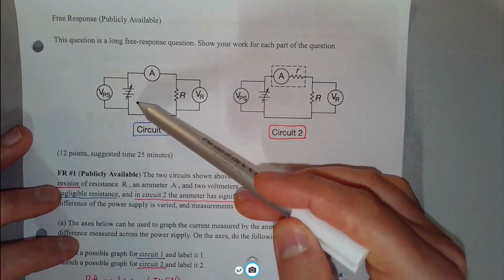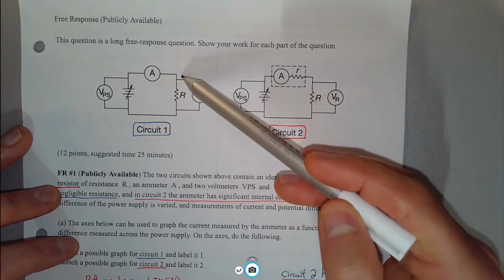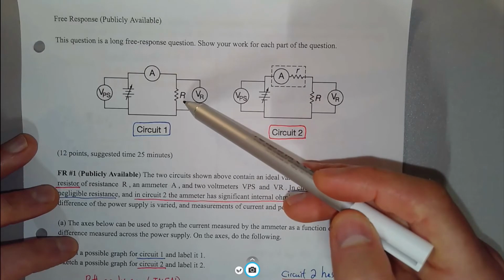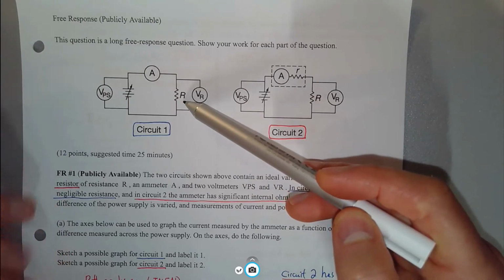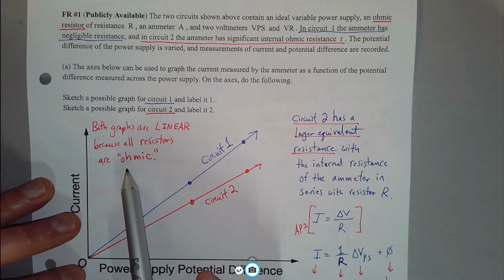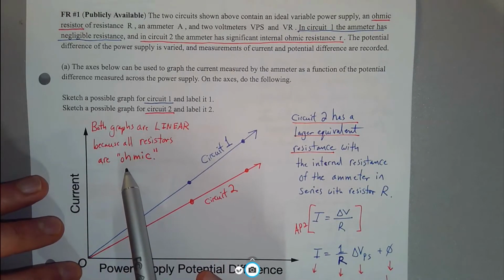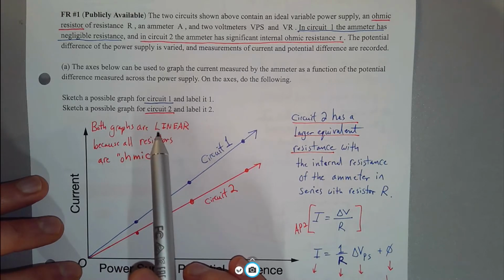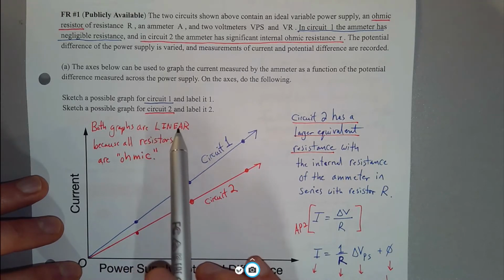You vary the voltage of the power supply, that varies the voltage across the resistor, which is going to vary the current that goes through it. And it says this is an ohmic resistor. And remember, what does an ohmic resistor mean? Well, when resistors are ohmic, if you vary the current through something and the voltage across it, when you graph current versus the voltage across it, you're going to get a linear relationship.